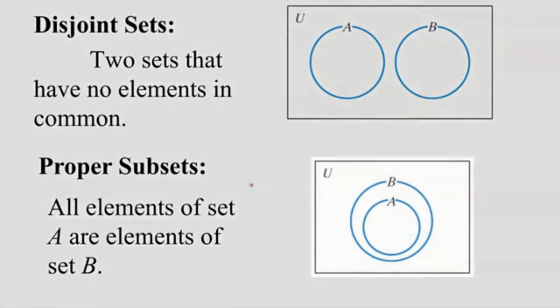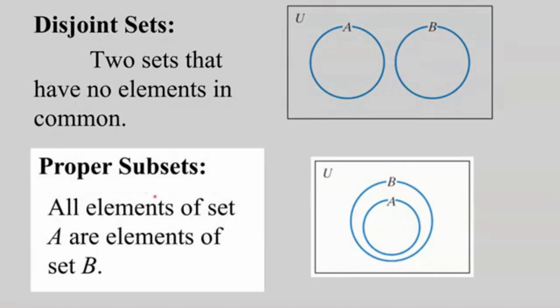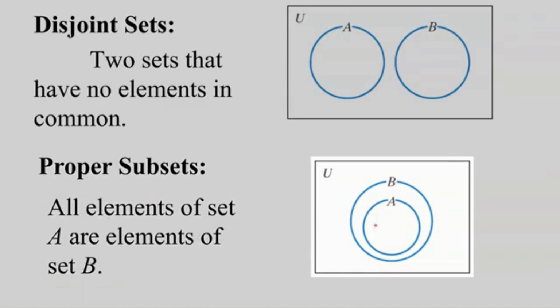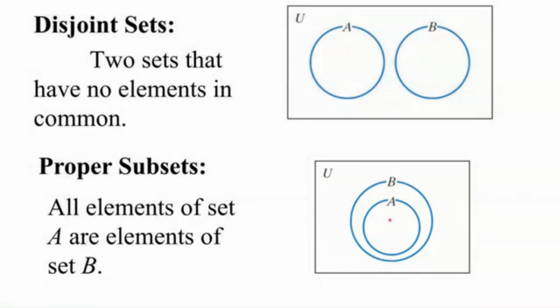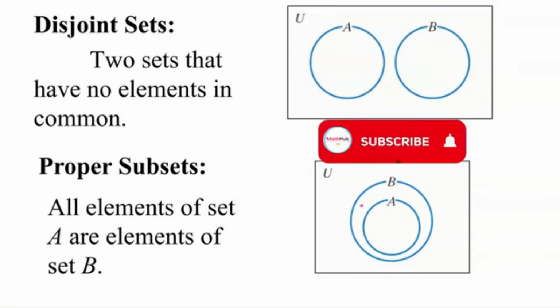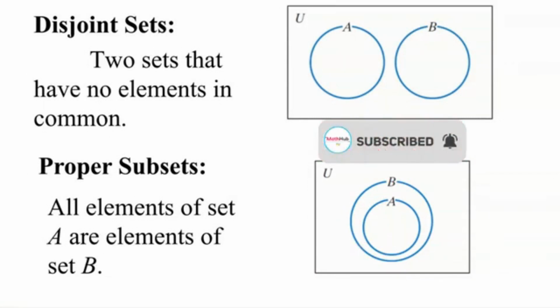Proper subsets can also be represented using a Venn diagram. As you recall, for proper subsets, all the elements of the proper subset are also elements of the bigger set. So if A is a proper subset of B, everything in A can be found in B. So this is how you would represent a proper subset. As you can see, all the elements in A here are also inside set B.